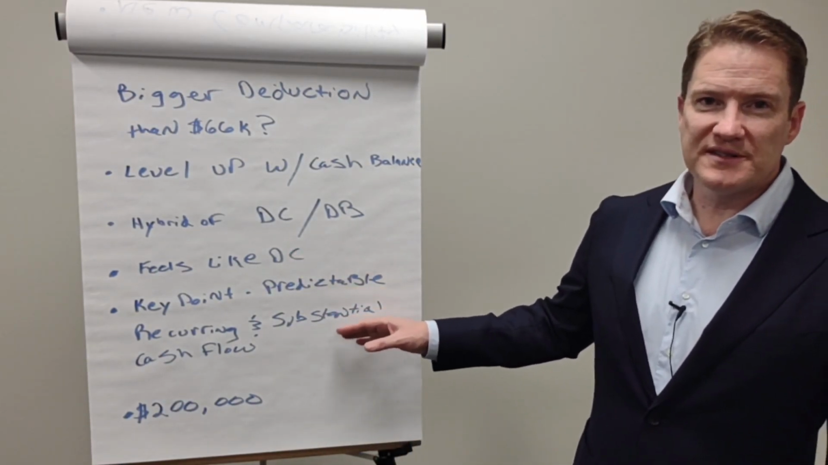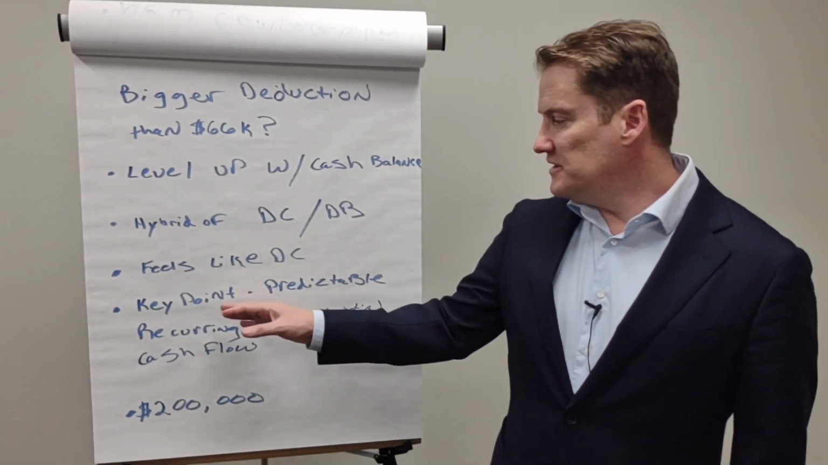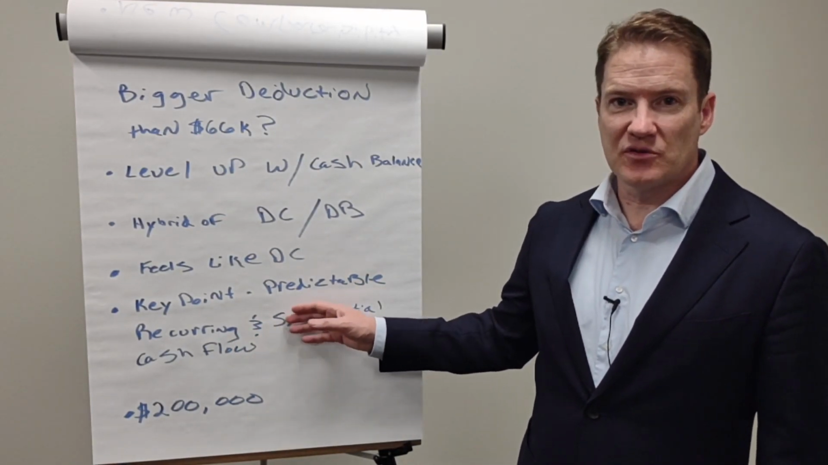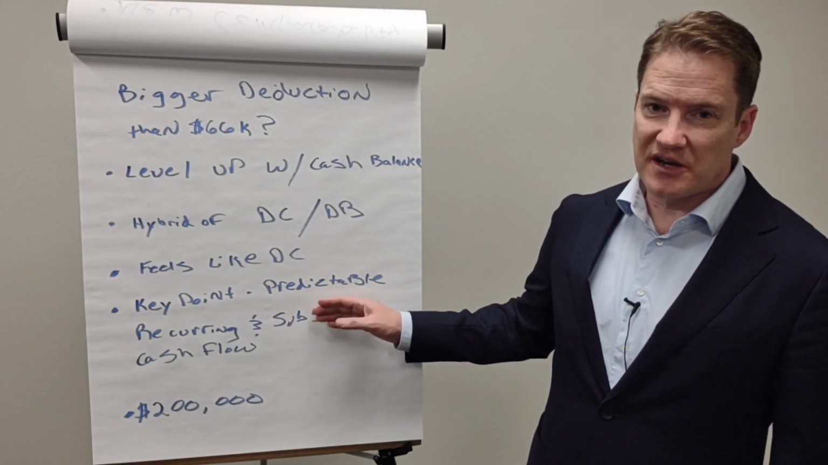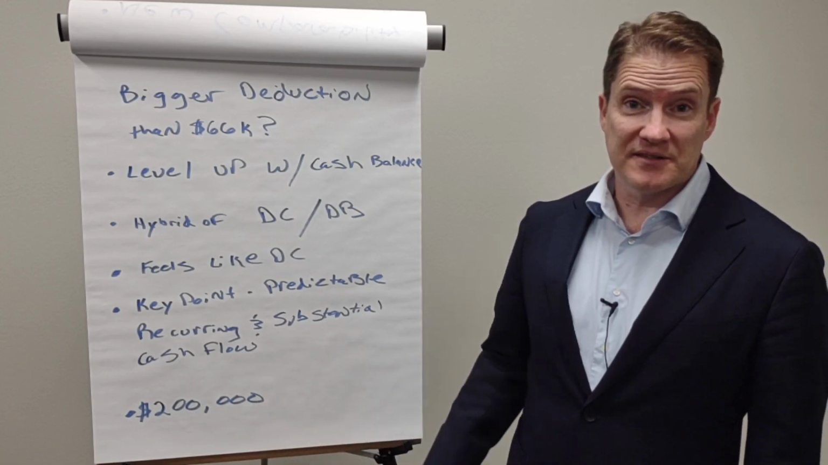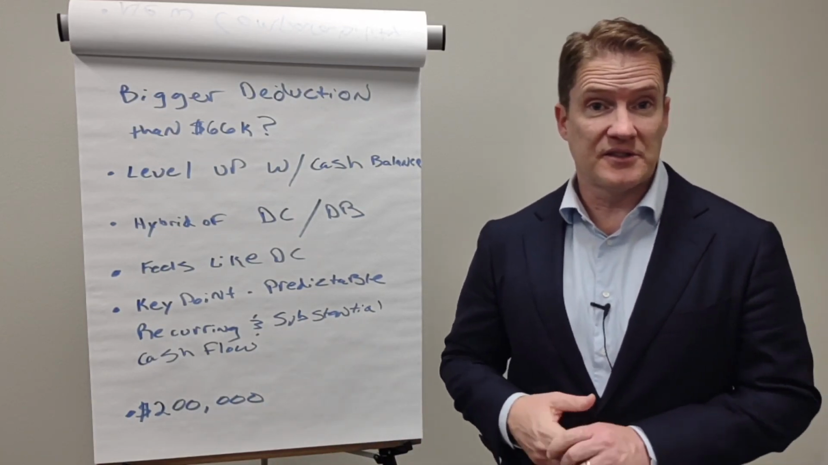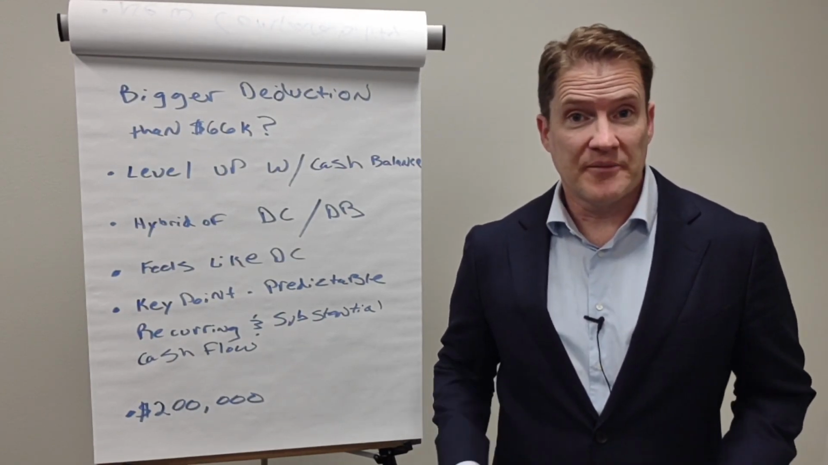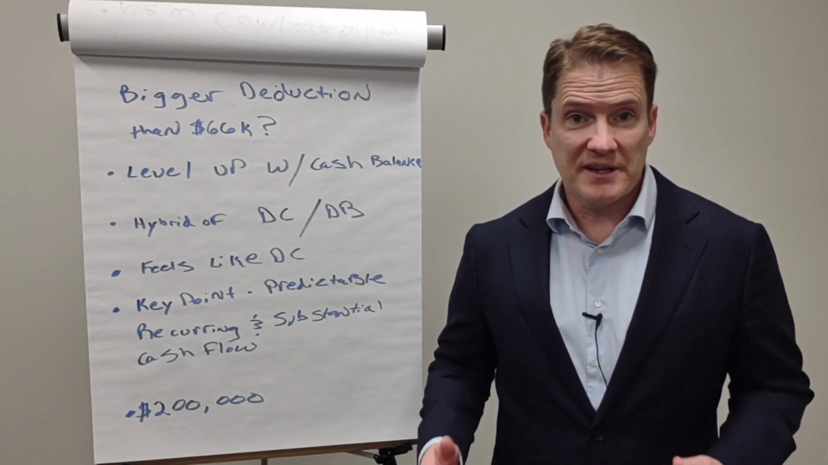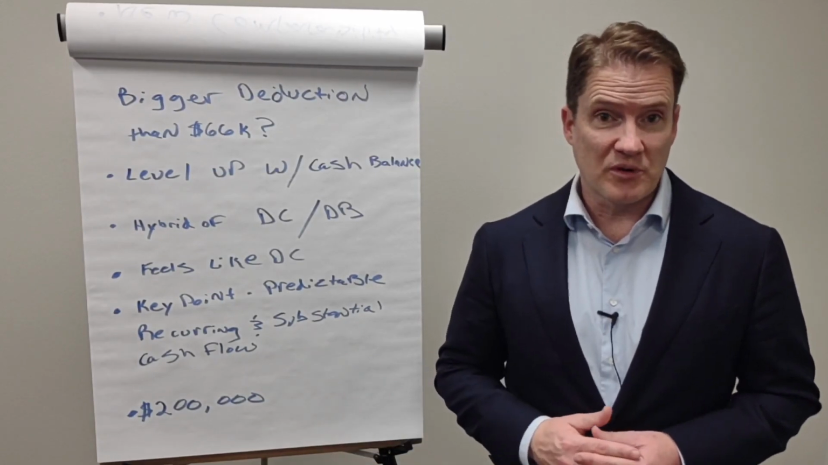One of the key points that I want to make: if you want to start a cash balance plan, you need to have predictable, recurring, and substantial cash flow. It can't be just a windfall of one year. This plan is just not going to work for that. And the deduction's pretty big. It's $200,000. So in addition to that $66,000, potentially you can put in an additional $200,000. If you're a doctor, if you have a practice with 2 or 3 doctors, and the doctors are making $800,000 to $1 million, and you have a younger workforce, this plan can work really well for you.